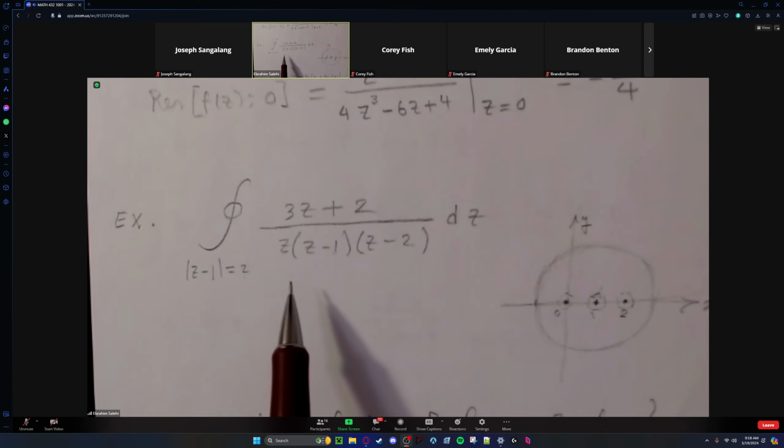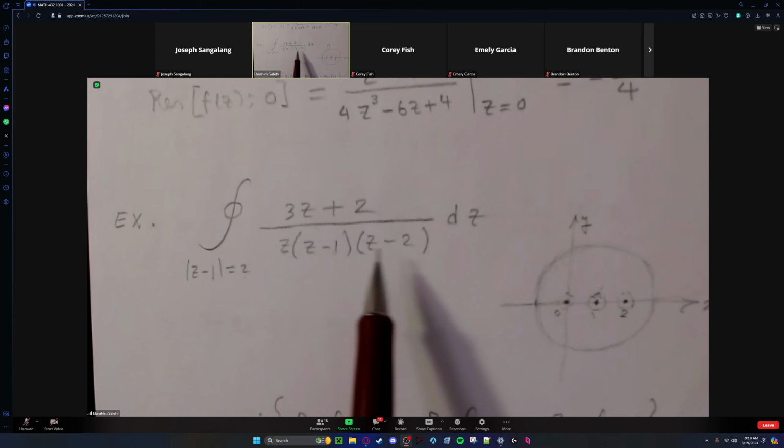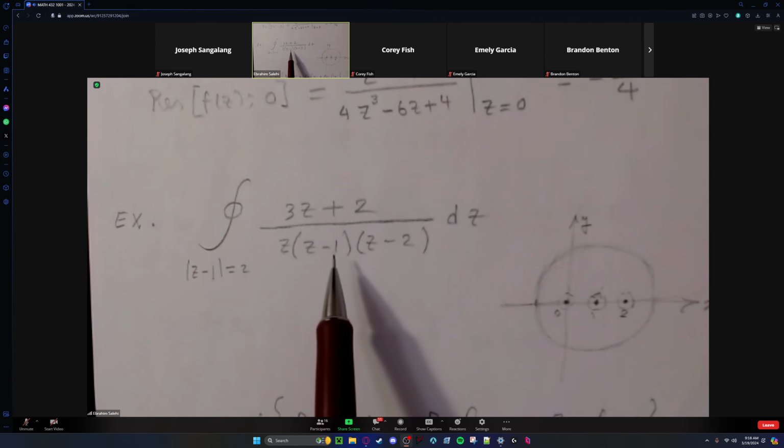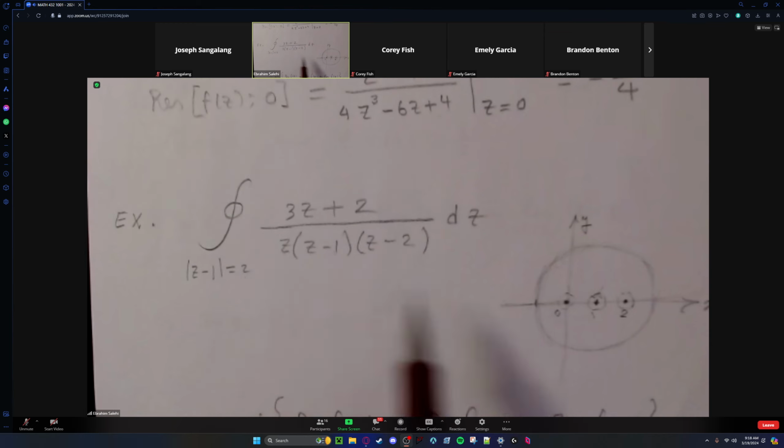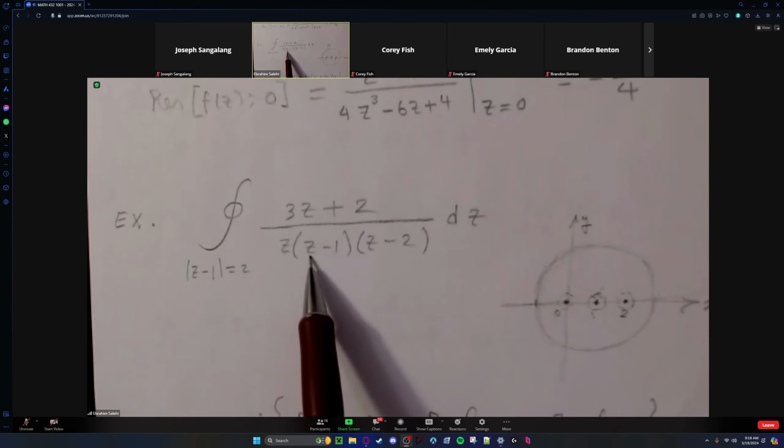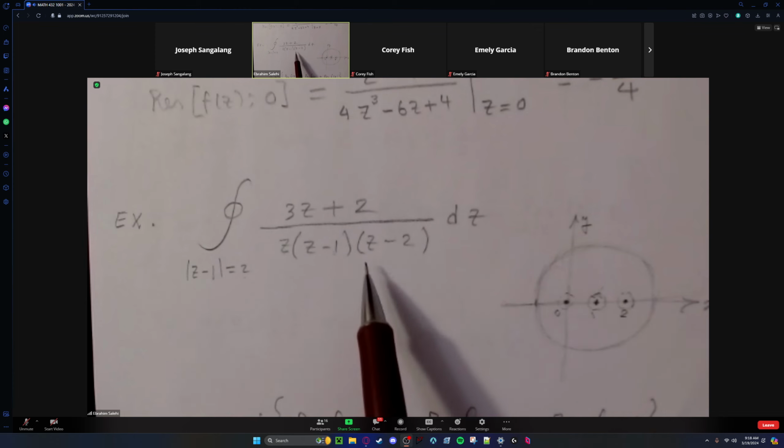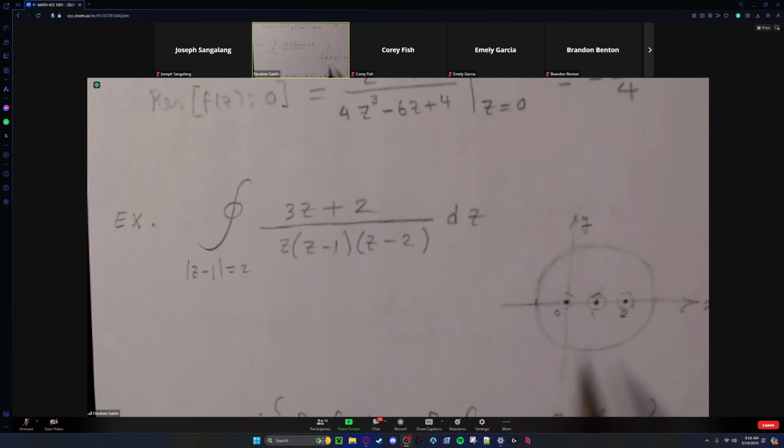There are three bad points, three singularities: z equals 0, z equals 1, and z equals 2. Using Cauchy theorem, the integral over this big contour will be equal to the sum of the integrals over these little ones.